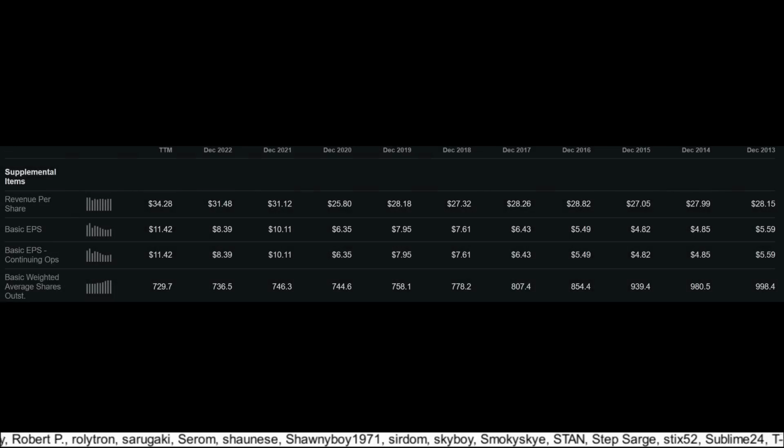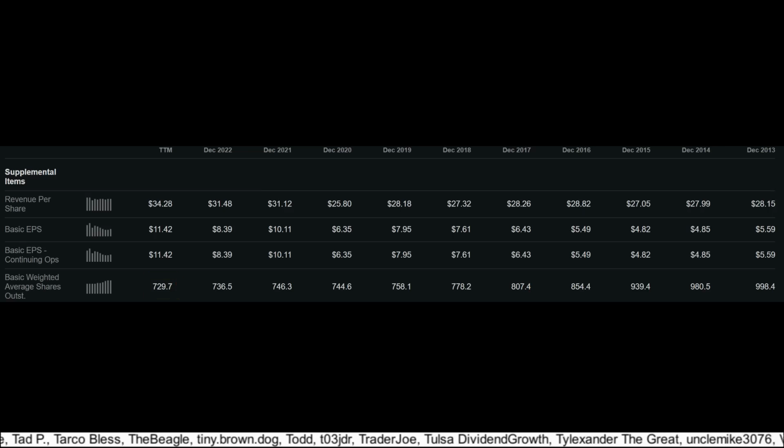Another thing we've got to understand about McDonald's is that their management has been buying back stock at a strong clip. Like, take a look at this part of the supplemental income statement. What we see is that they have about 729 million shares outstanding right now. Going back a few years to 2017, they had even more shares at 800 million. Then further back in 2015, they had 939 million and around a billion shares outstanding in 2013. So they've spent billions of dollars on buybacks and reduced their share count from a billion shares down to 729 million shares in the last decade.